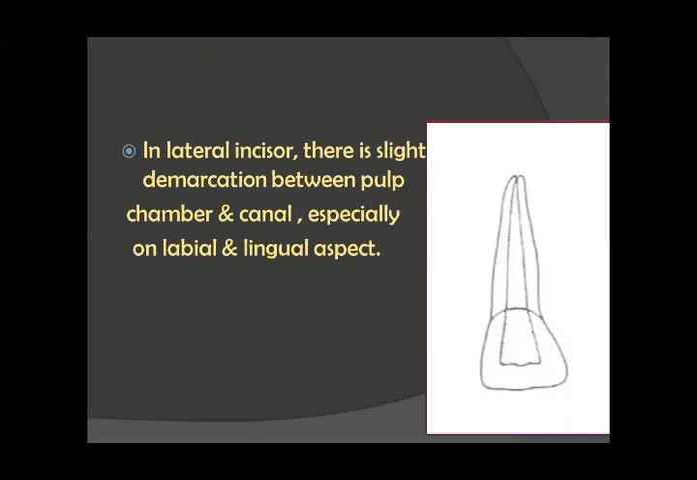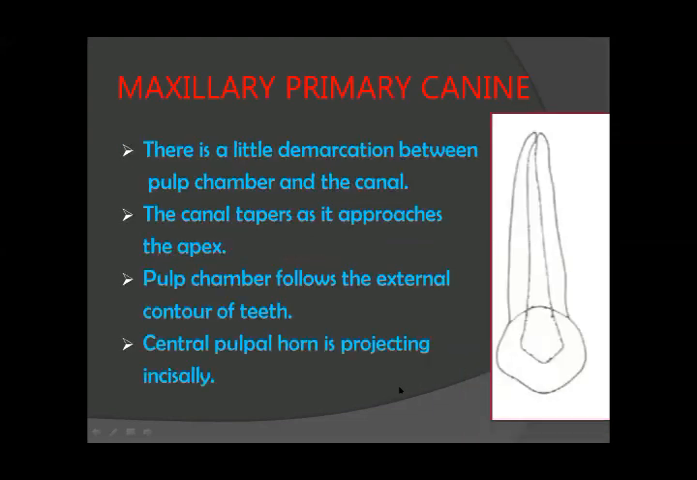In lateral incisors, there is slight demarcation between pulp chamber and canal, especially on the labial and lingual aspect. In the maxillary canine, there is little demarcation between the pulp chamber and the canal as the canal approaches the apex. The pulp chamber follows the external contour of the tooth. The central pulp horn is projecting incisally.